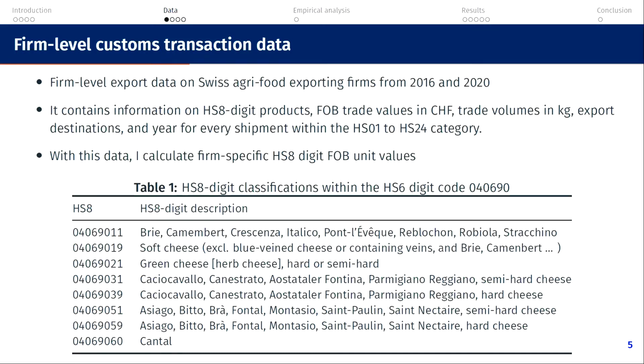And so we see that if we work at the 6-digit level, we may be missing out on a lot of this heterogeneity. And also, I think that at this level of data aggregation, my FOB prices probably reflect prices.